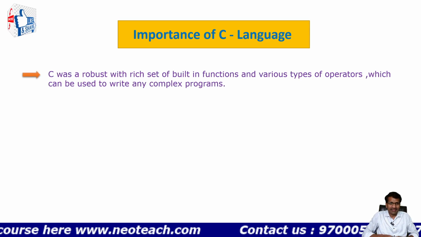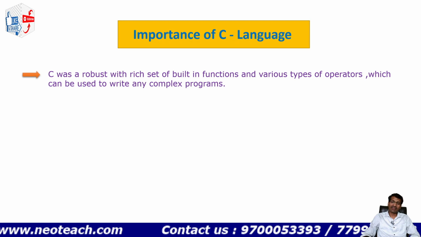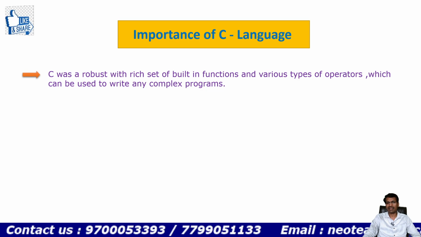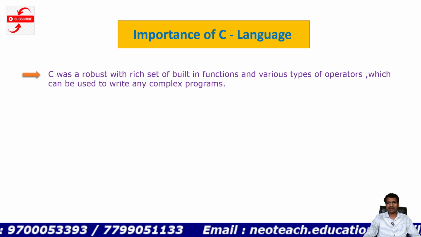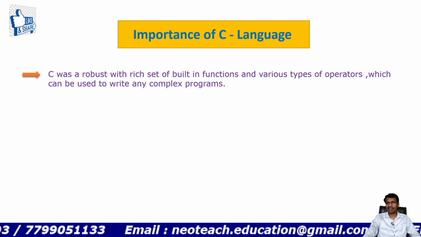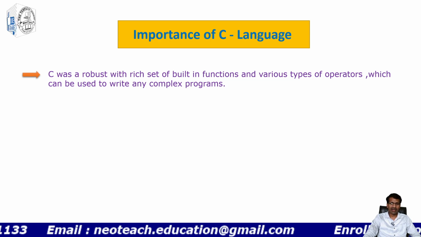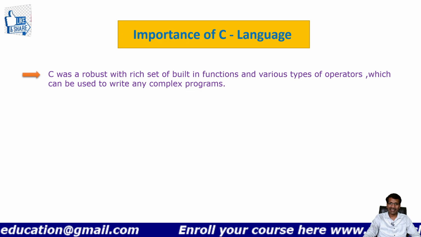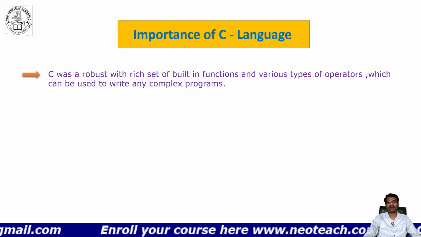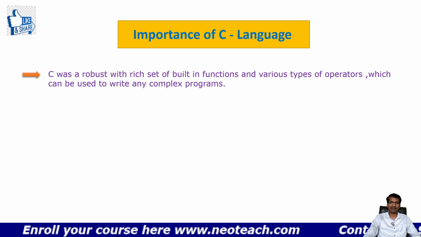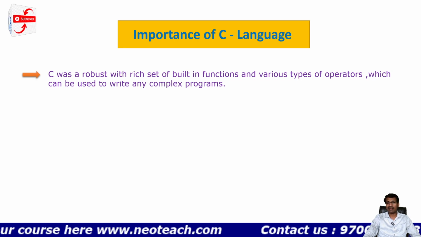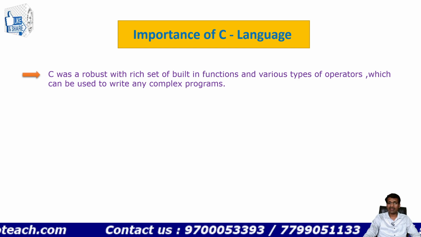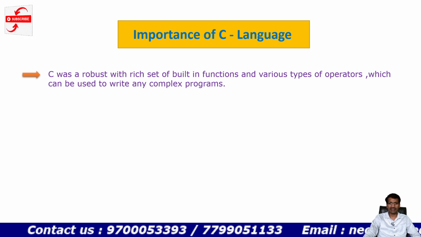The first one is that C is robust, with a rich set of built-in functions and various types of operators which can be used to write any complex programs. What do you mean by this? Built-in functions means Dennis Ritchie implemented many functions which are common to every person. All those functions were developed by Dennis Ritchie and kept in the system library. Whenever we want, we can directly utilize them from the system library. And a lot of operators are there to perform operations. Thus we can develop programs, even complex programs, easily.